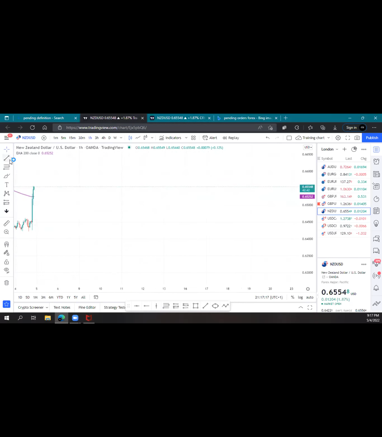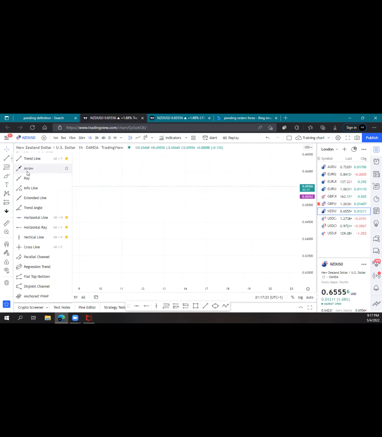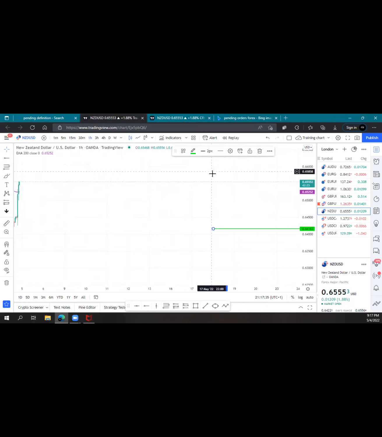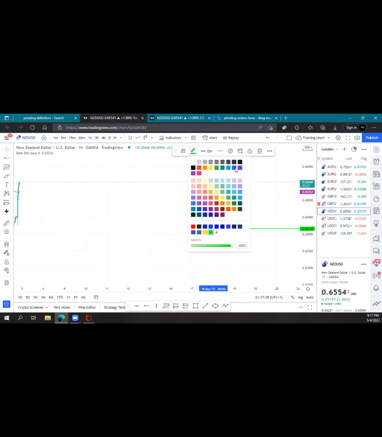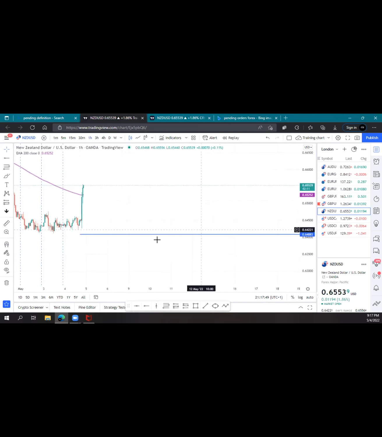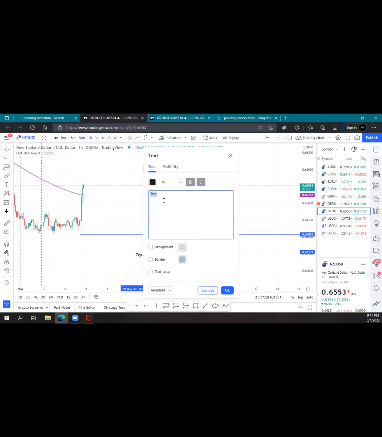Let me use this as an example. So now let's assume we have something like this. Guys, just take note of what I'm doing. I'm going to use this current market as an example. So let's say you get a trade signal like this.